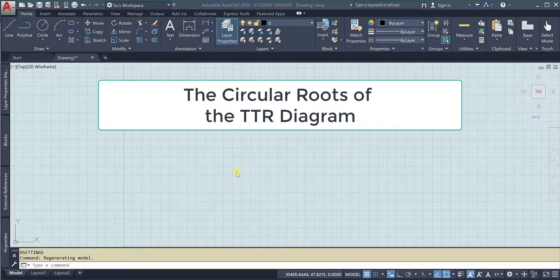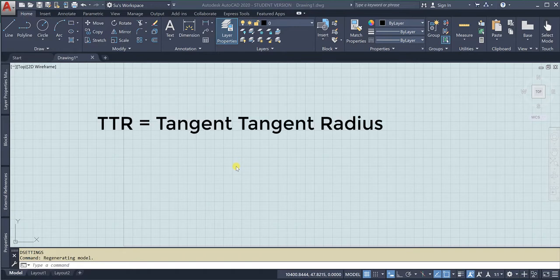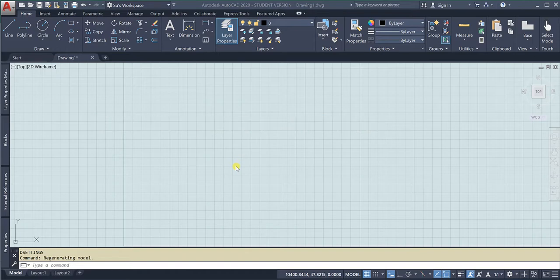Hello, I wanted to give you a little information about the wonders of the TTR diagram. TTR means tangent, tangent, radius. The best way to explore the fabulous TTR diagram is to understand how it is created. So I'm going to show you how we make the tangent, and a tangent, and the radius. That is the backbone, of course, of the TTR.